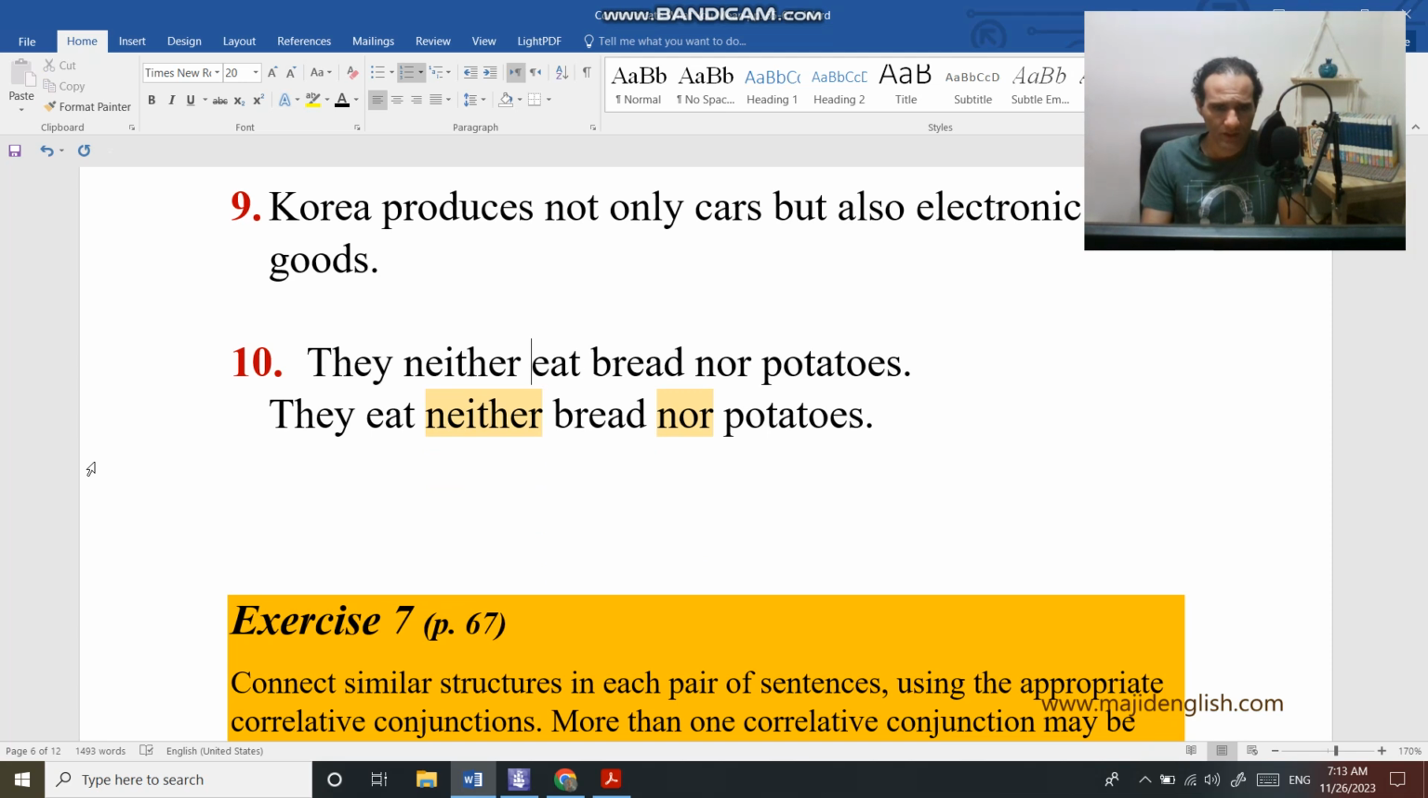Incorrect. This eat applies to both bread and potatoes, so should be factored out before neither. They eat neither noun nor noun. Now it is parallel, but here it was not parallel. Here it was verb phrase noun. So that was a problem. Okay.